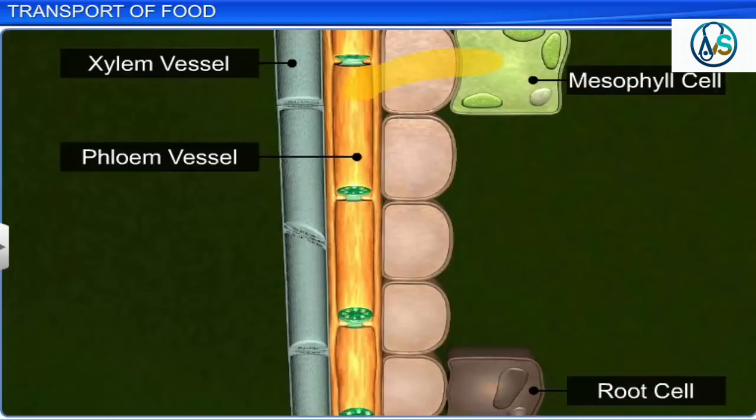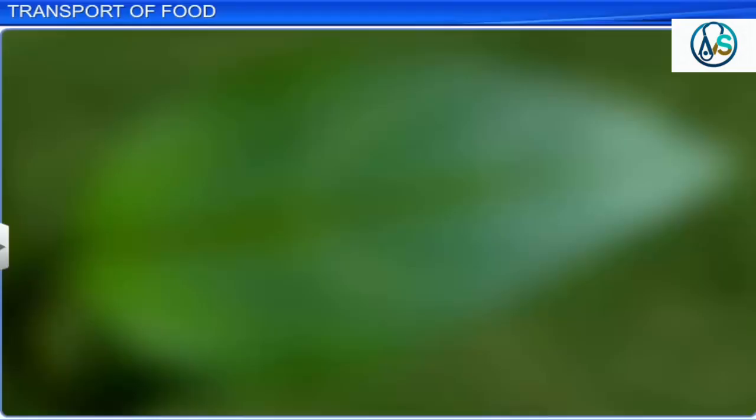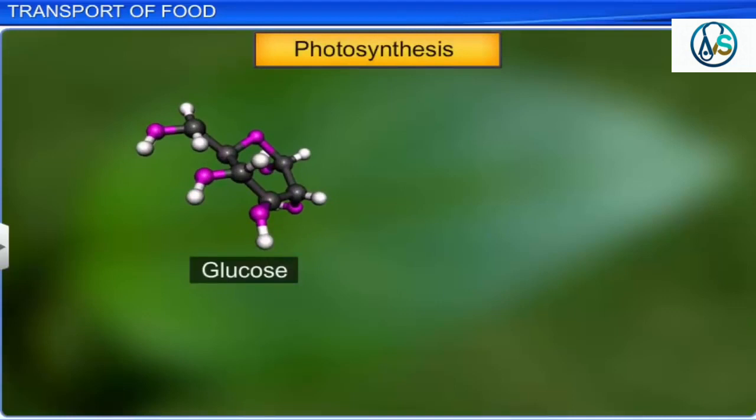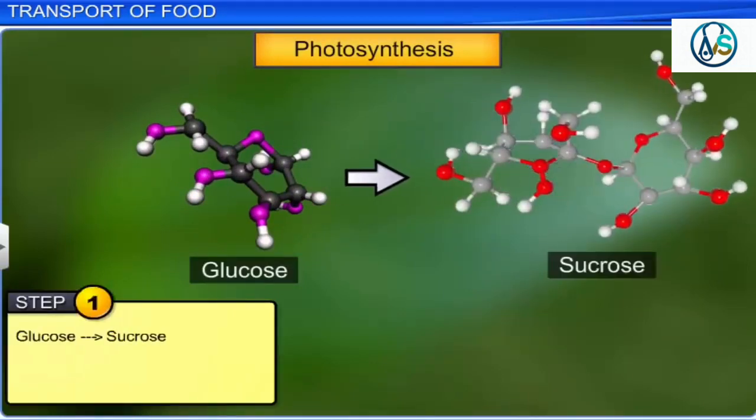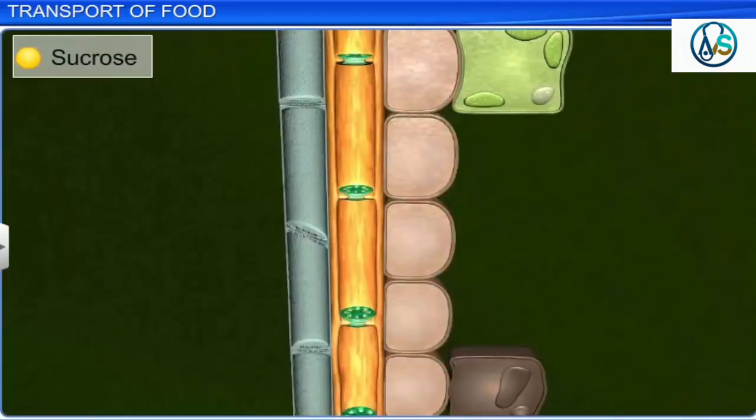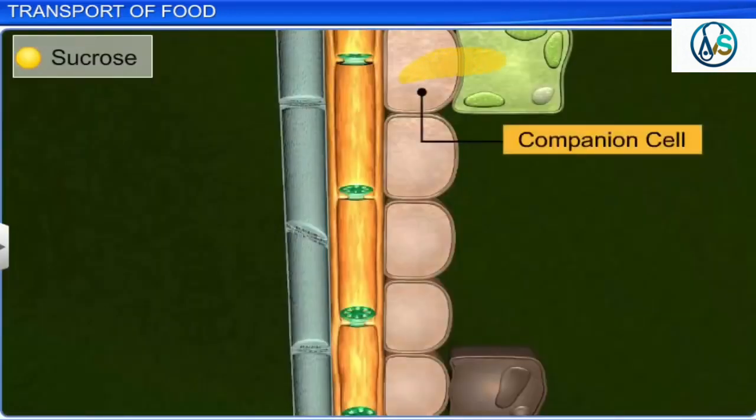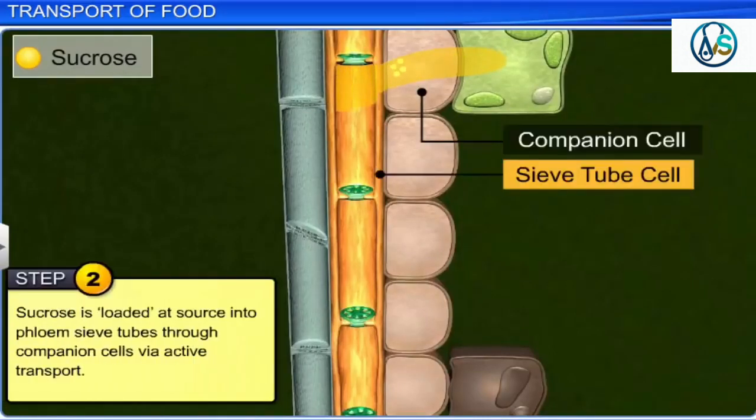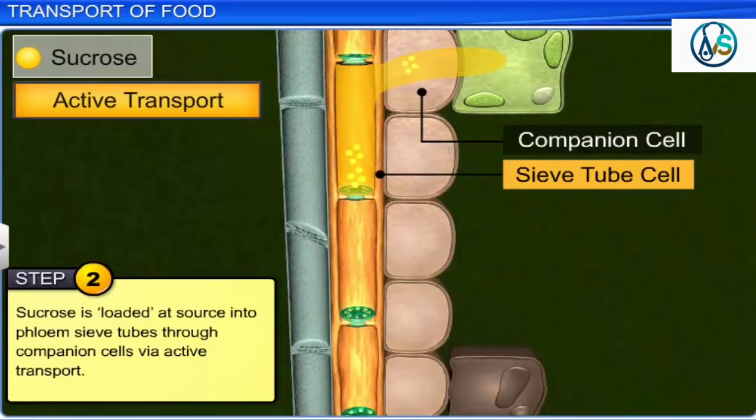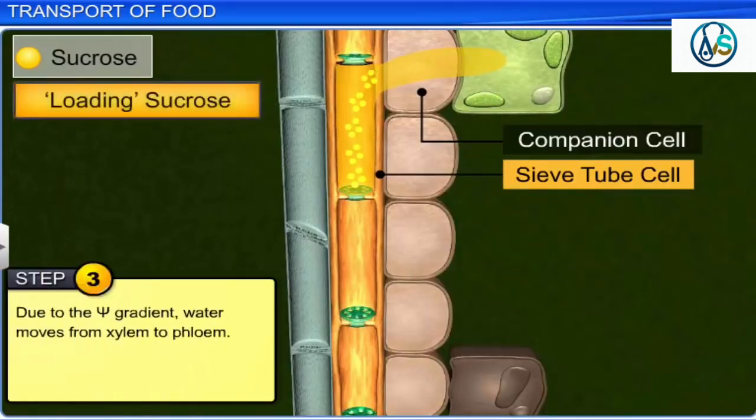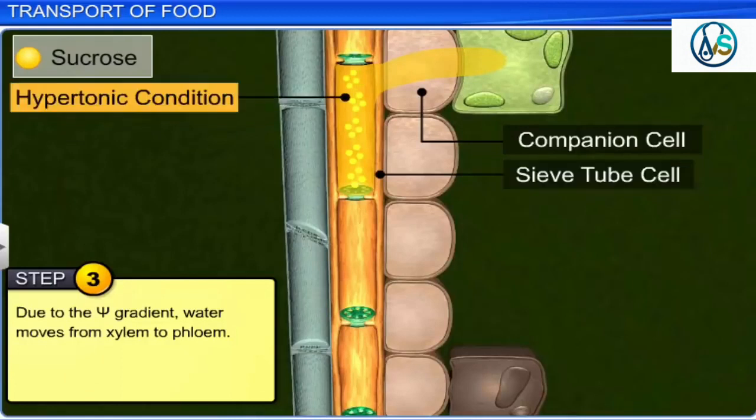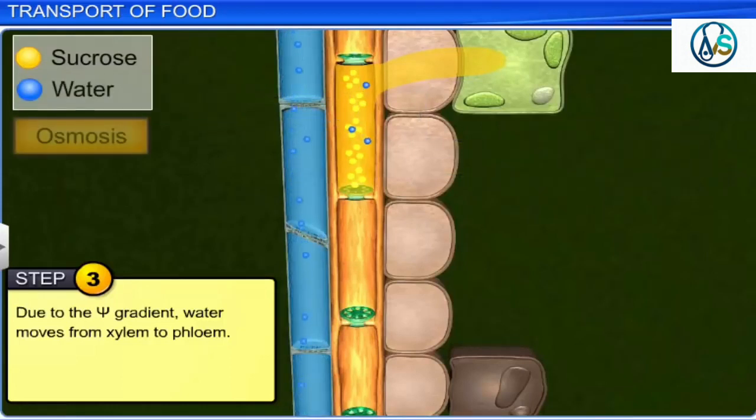Phloem sap translocation from source to sink takes place by a mechanism called the pressure flow hypothesis. When plant leaves prepare glucose via photosynthesis, the glucose is then converted into sucrose. Sucrose then moves into the companion cells, after which it is loaded into the sieve tube cells via active transport. This process of loading of sucrose into the phloem causes a hypertonic condition and sets up a water potential gradient. This in turn results in osmosis, which causes water to move into the phloem from the adjacent xylem cells.